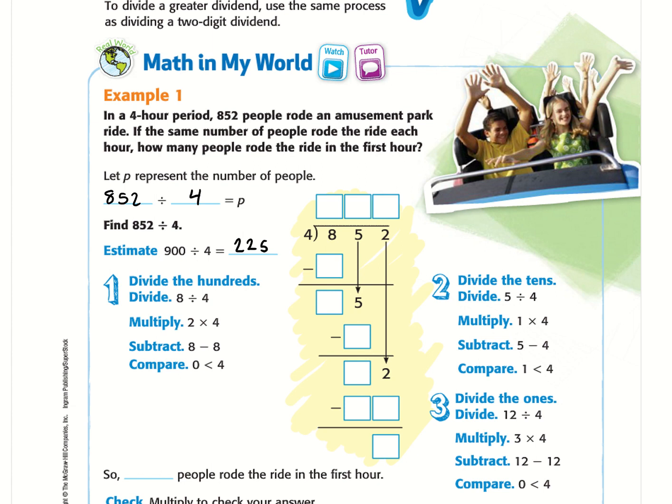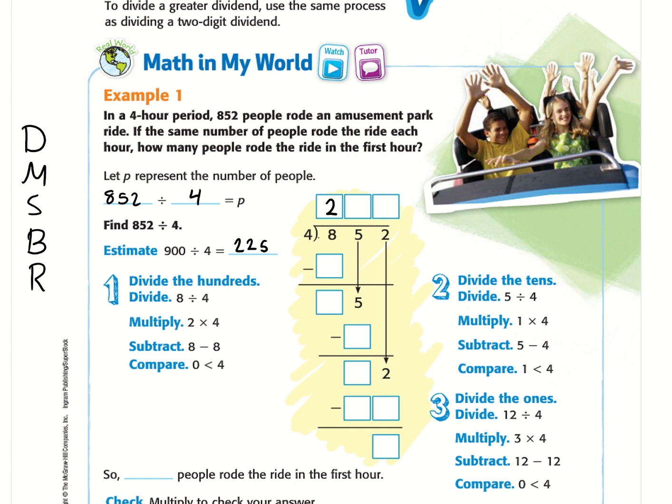So I'm going to do our steps to the side: divide, multiply, subtract, bring down, and repeat or remainder. So I'm going to start off with the highest place value. So 4 goes into 8. That is my highest place value because 852 is 800. So 4 goes into 8. That divides in there twice.